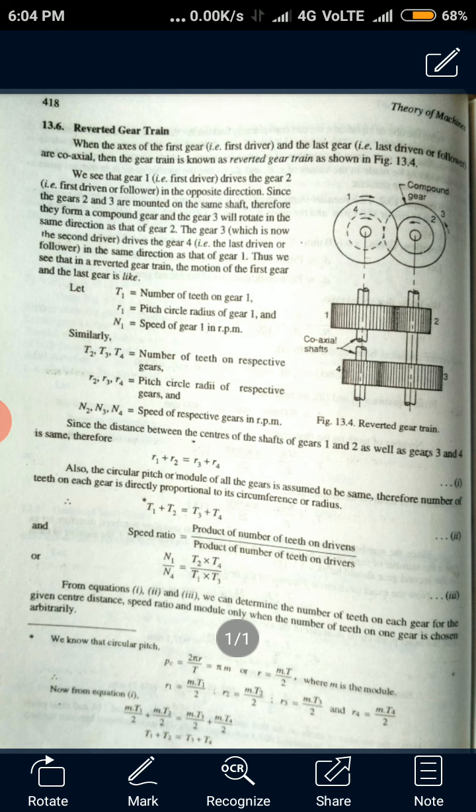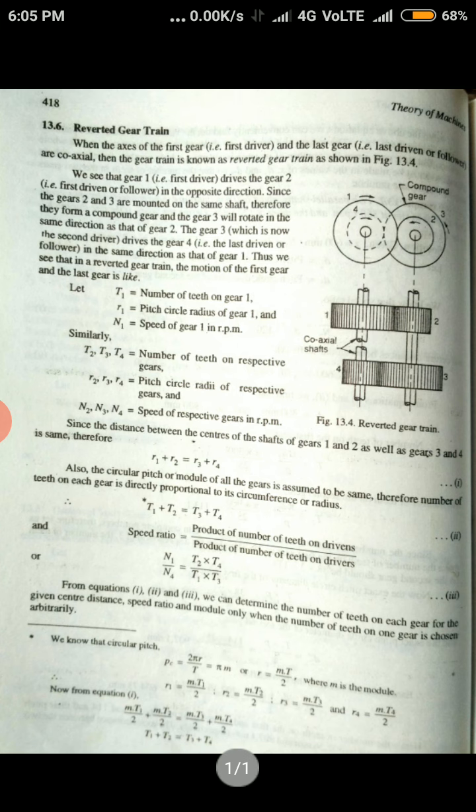One more important note here is the direction of the driver and the follower. Driver gear 1 is rotating clockwise, so gear 2 meshing with it rotates anti-clockwise. Gear 3 also rotates anti-clockwise because it is mounted on the same shaft. Gear 3 meshes with gear 4, so gear 4 rotates clockwise. That means in a reverted gear train, the driver and the follower rotate in the same direction. Now we will go for the equations.